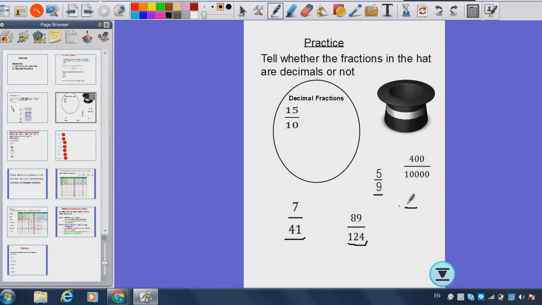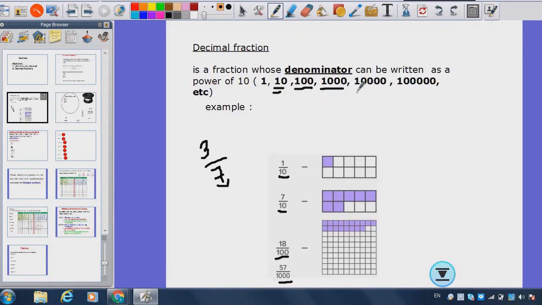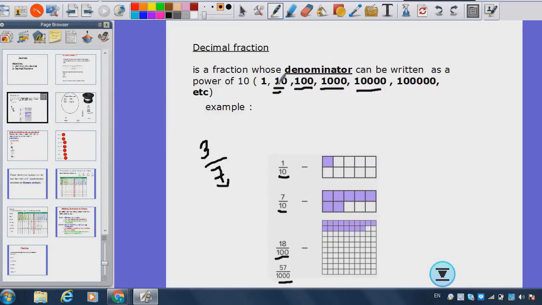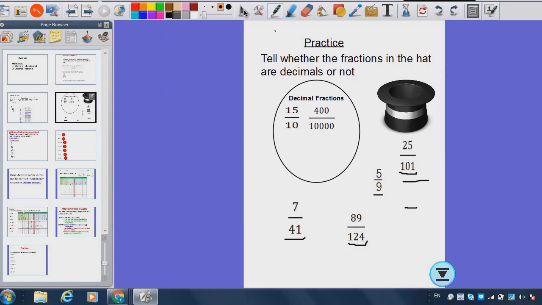400 over 10,000, the denominator is 10,000, which is a power of 10. It's here in the list, so this fraction is a decimal fraction. 25 over 101, the denominator is 101. It's not a power of 10. It can't be a power of 10, so this fraction is not a decimal fraction.